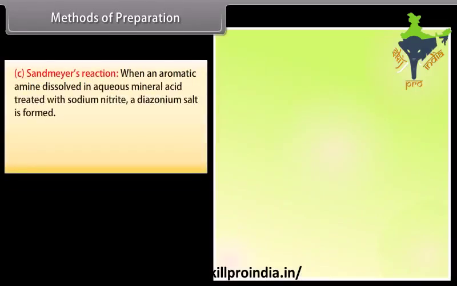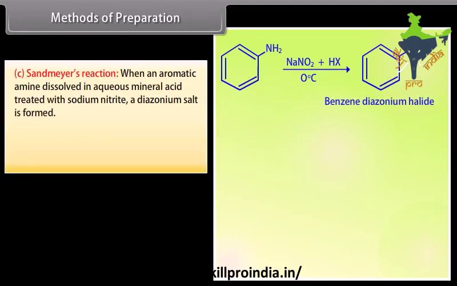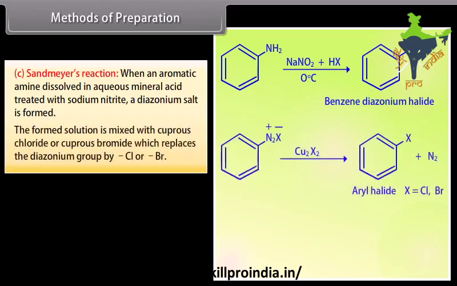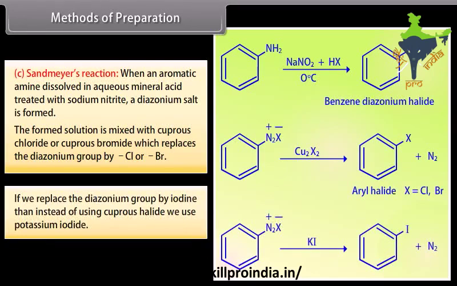Methods of preparation. Sandmeyer's reaction. When an aromatic amine dissolved in aqueous mineral acid is treated with sodium nitrite, a diazonium salt is formed. The formed solution is mixed with cuprous chloride or cuprous bromide, which replaces the diazonium group by Cl or Br. If we replace the diazonium group by iodine, then instead of using cuprous halide, we use potassium iodide.